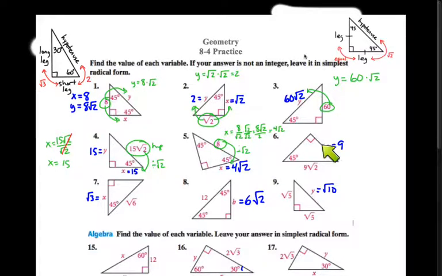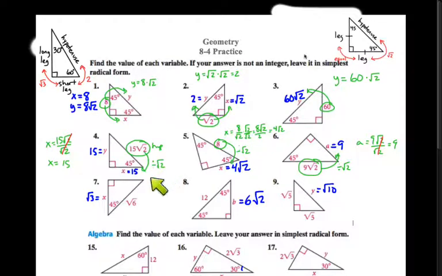Number 6, the hypotenuse is 9 square root 2, so I'm going to divide it by the square root of 2 to get to the leg. This is every time; the key is seeing the 45-degree angle there. So 9 square root 2 divided by square root 2 equals 9.